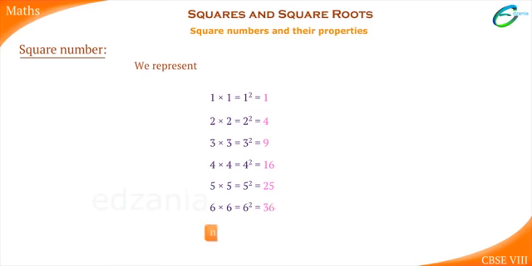Similarly, n into n is equal to n square, that is equal to m. Here m can be expressed as n square, where n is a natural number, so that m is a square number.